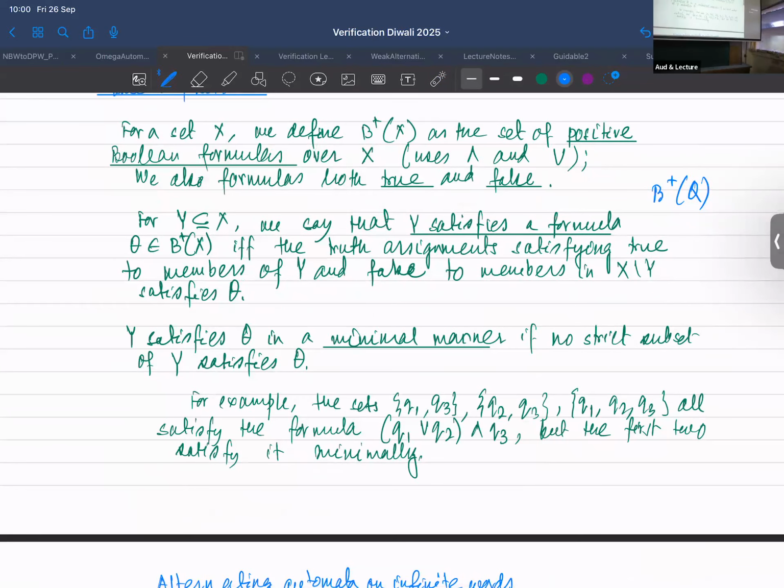So we say that Y satisfies a formula theta, a positive Boolean formula. B plus of X is the set of all positive Boolean formulas. So theta is such a positive Boolean formula, if and only if the truth assignment that assigns true to members of Y, right? So we are saying Y satisfies this formula theta if for all variables which are there in Y, you set them as true, and the remaining variables which are not there in Y, you assign them false, right? And that should satisfy the formula theta.